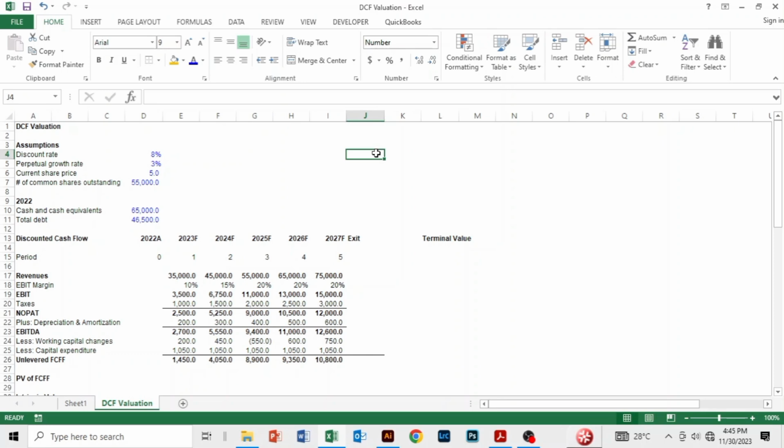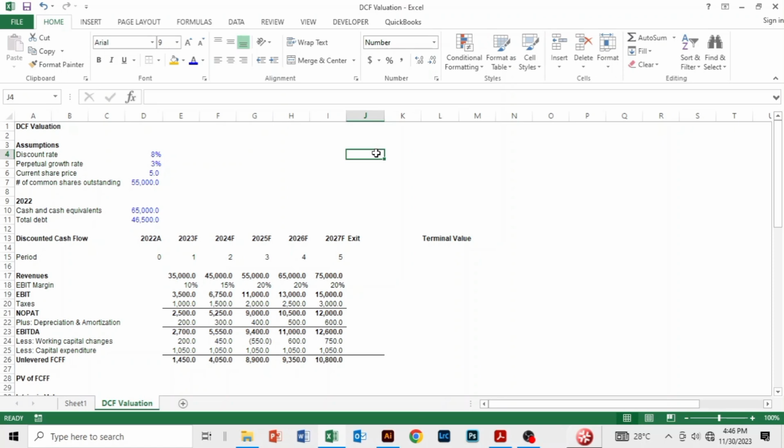And we've got the current share price. This is the price that you can find in price sheets. For example, if you look at the trading updates, then you can find the current share price. Now we've got the number of common shares outstanding, and the cash and cash equivalents. We've got the total debt for 2022, and this is a 5-year DCF. We have revenues there, and you can see we've got the EBIT margin at different rates, and we've got the EBIT.